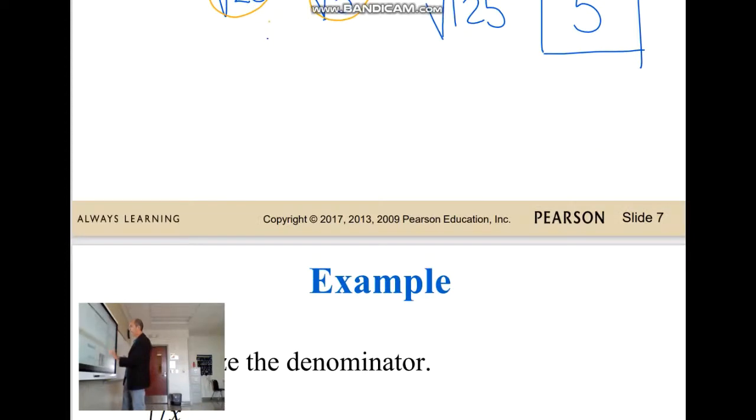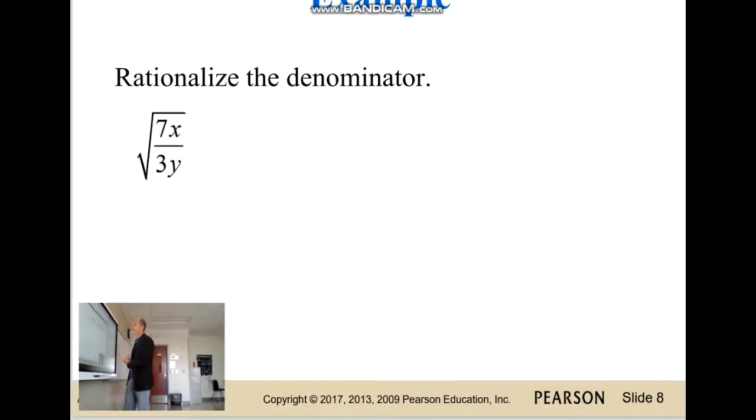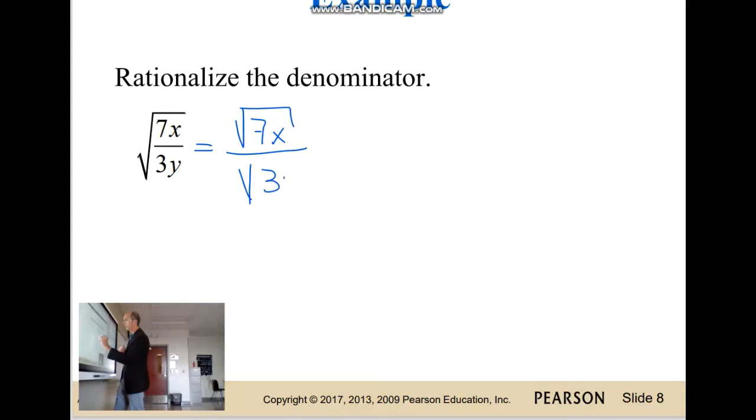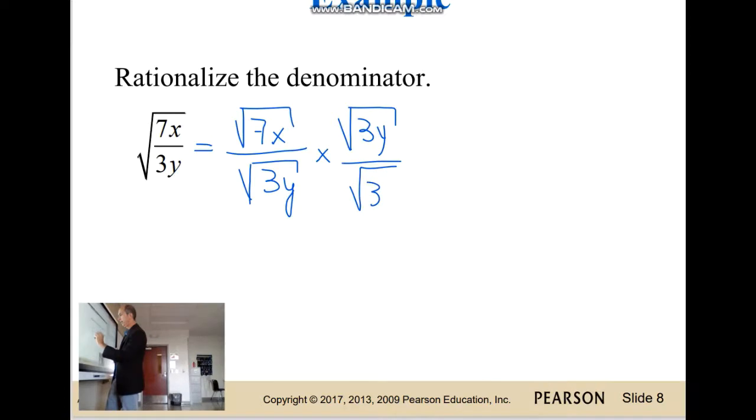And we're going to have another example here. Now we have some variables, and we have this radical expression with a fraction, a rational expression as well. We can split 7x, square root of 7x over square root of 3y, multiplied by this special 1 here. This special 1 is going to be square root of 3y over square root of 3y. This is equal to 1.